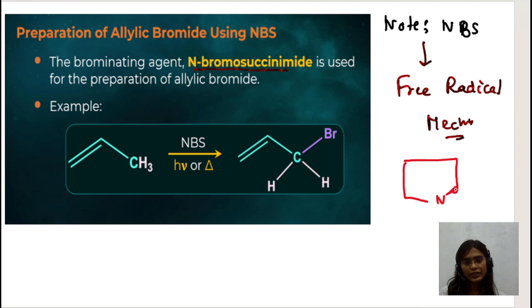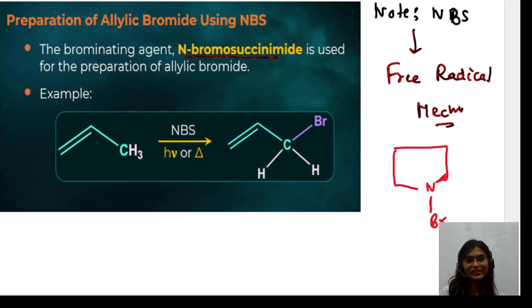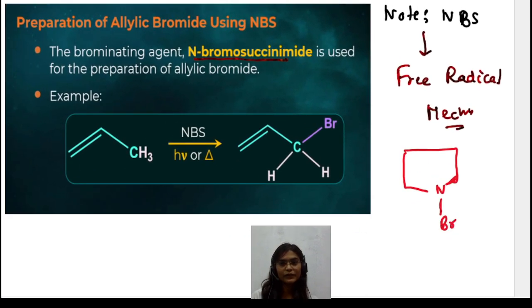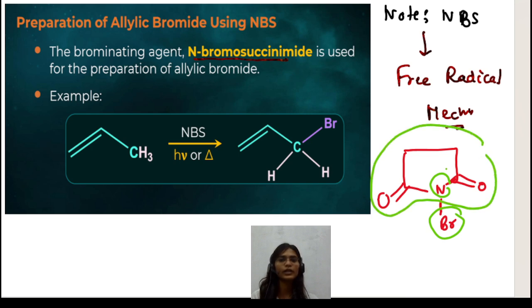You know the nomenclature: when something is connected with the nitrogen, we use N. Let me just draw it. I hope it's visible now. Observe this, this is my NBS, and if I put oxygen here and oxygen here, at the N position a bromine group is connected, so it's N-bromo, and this complete group is known as succinimide. N-bromosuccinimide.